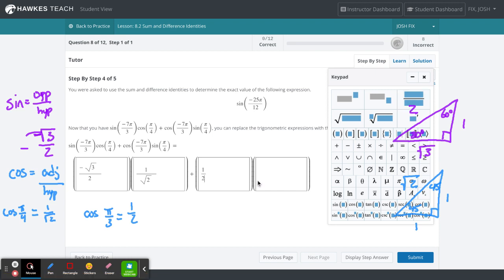And then for the next one, we would have the sine of pi over 4. And so pi over 4 would be opposite. So that'd be 1 over the square root of 2. So we come back inside of here, and we type in 1 over the square root of 2.